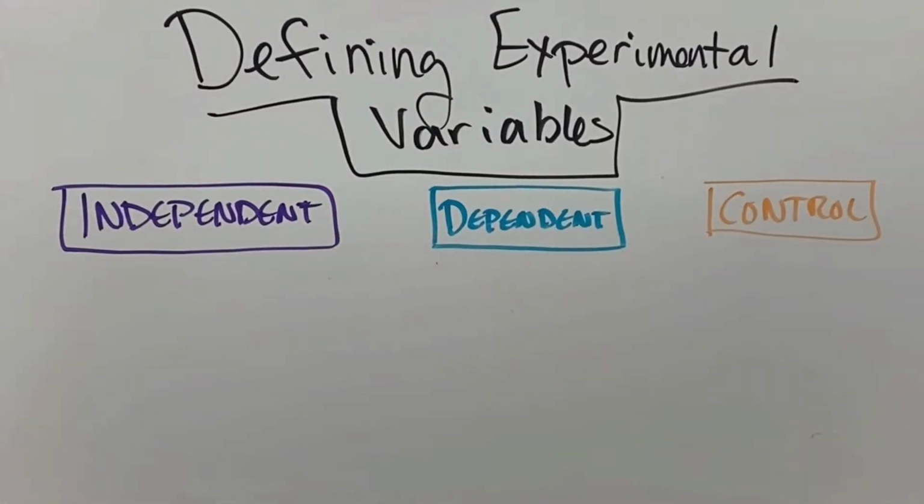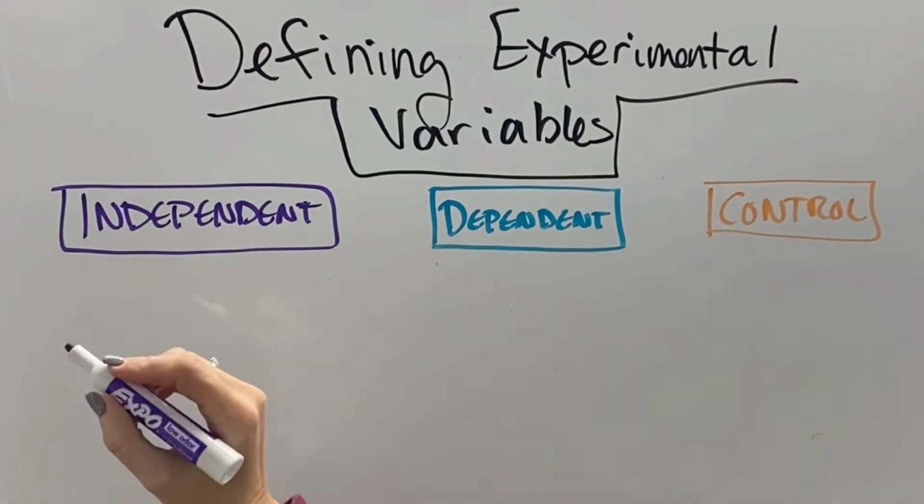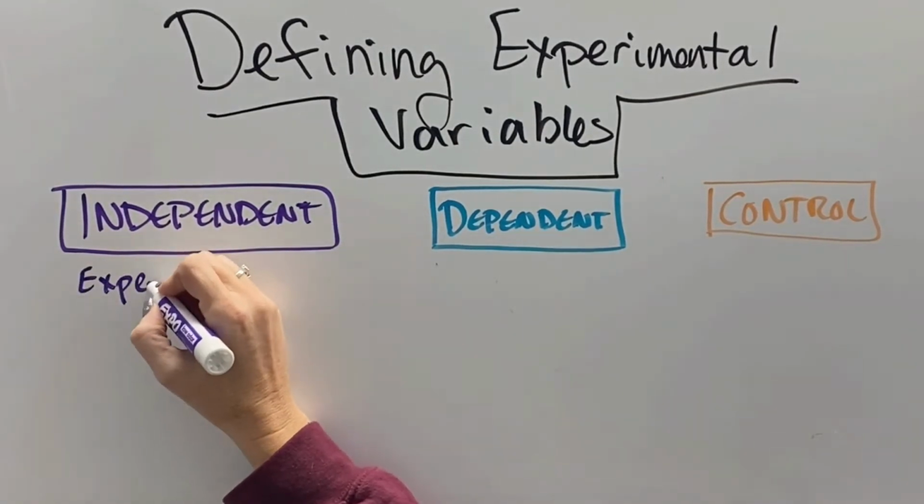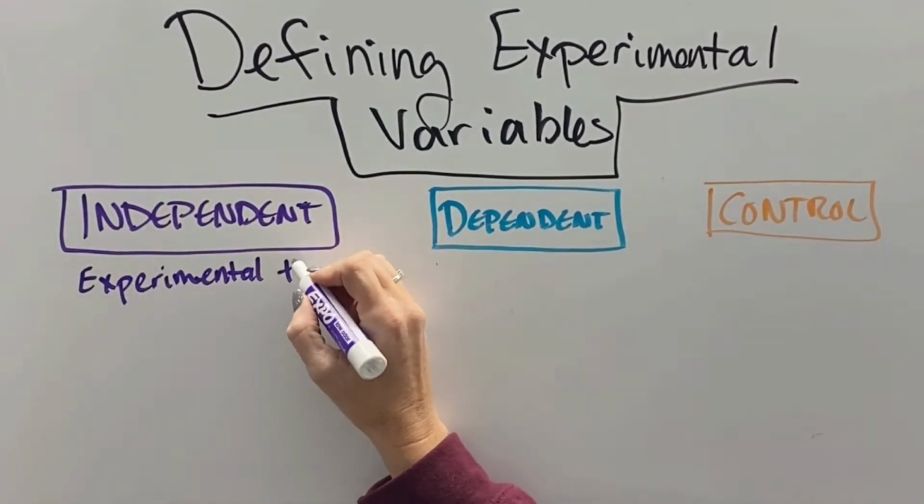Every student's favorite part of science class is defining experimental variables, right? I mean, who doesn't love independent, dependent, and control variables? Well, let's try to demystify them a little bit today, so maybe you hate them a little bit less.